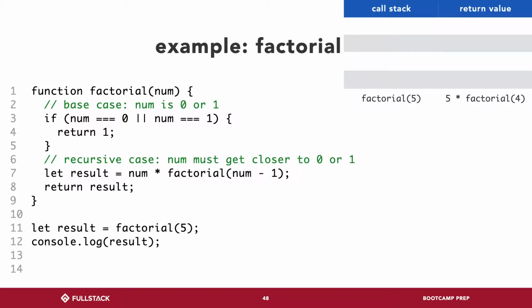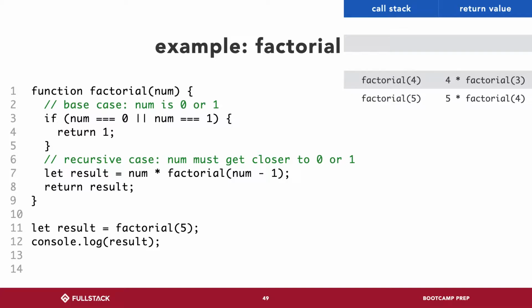5 times factorial of 4 will be the return value of that. So then factorial of 4 goes on the call stack. That means factorial of 5 is paused, okay? Factorial of 5 is paused now because we have to find out what factorial of 4 returns. And if we do that same logic again, factorial of 4 returns 4 times factorial of 3, right? Does that make sense? Is everybody with me so far?